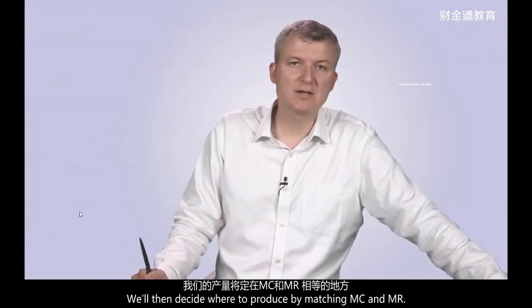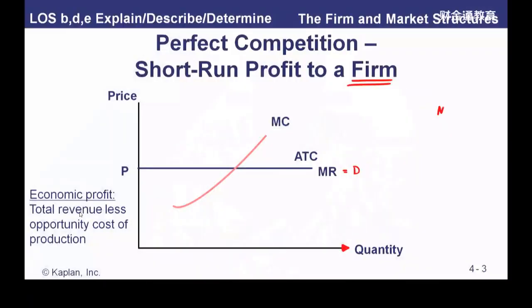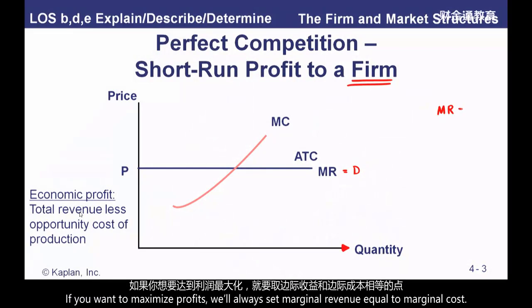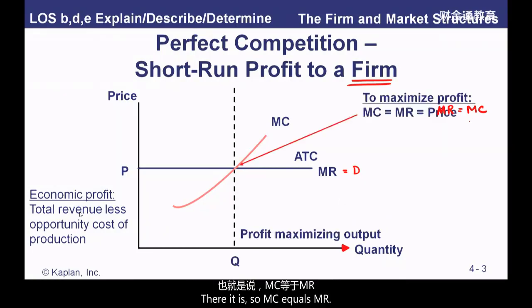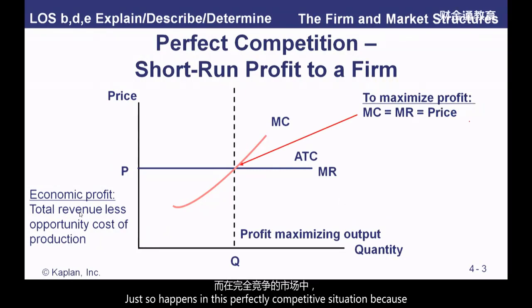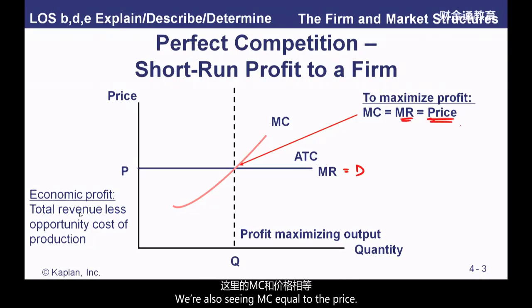We then decide where to produce by matching MC and MR. If we want to maximize profits, we will always set marginal revenue equal to marginal cost. So we'll produce where MC equals MR. There it is. So MC equals MR. Just so happens in this perfectly competitive situation, because the demand curve is horizontal and equal to marginal revenue, we're also setting MC equal to the price.